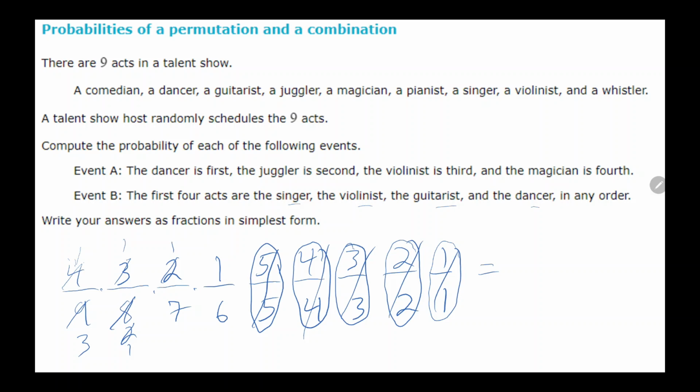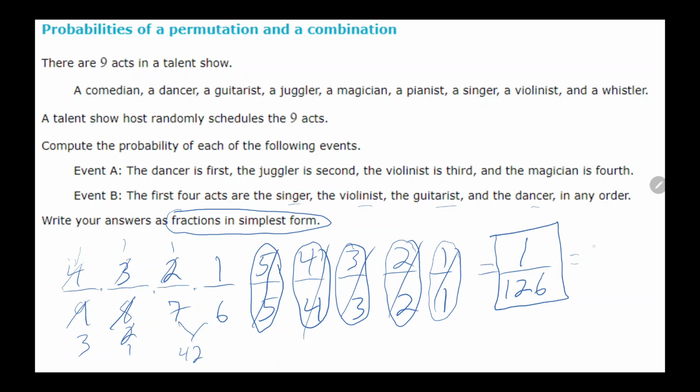So 1 times 1 times 1 times 1 across the top is going to be 1. And 3 times 1 times 7 times 6. Well, again, 7 times 6 is 42, so times 3, that's going to be 126. Yep, and this is again a fraction in the simplest form. And this is equal to the probability of event B.